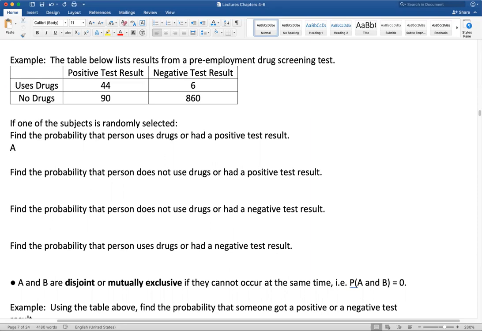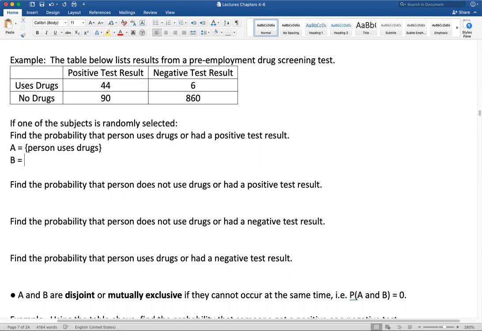A. I mean, let me use A, the set of persons who used drug, and then B is the set of all outcomes where persons had a positive test result.